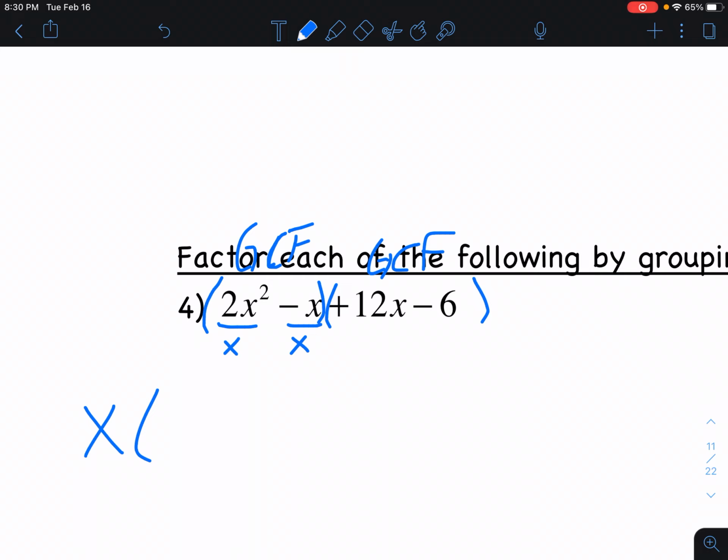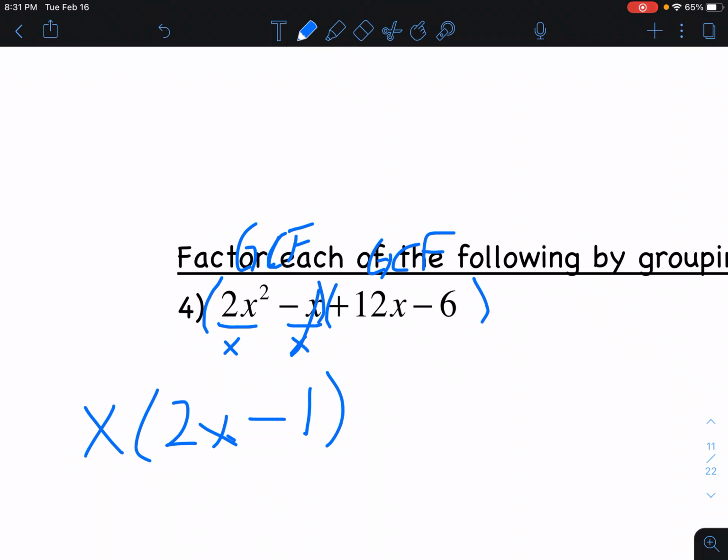So 2 carries down. X squared divided by X is X. Then minus X divided by X is 1. Anything that divides by itself is 1. We look at it and think, okay, it cancels, but don't put a 0, don't leave it blank. Remember, it's 1.